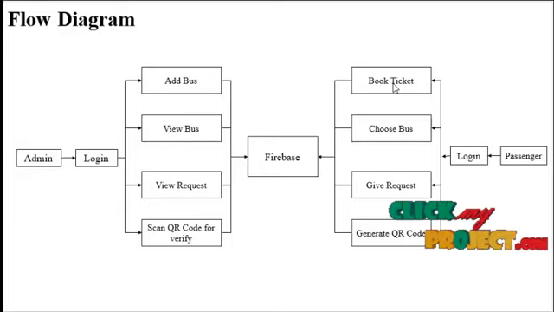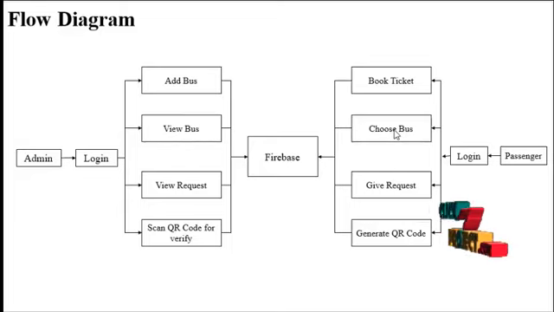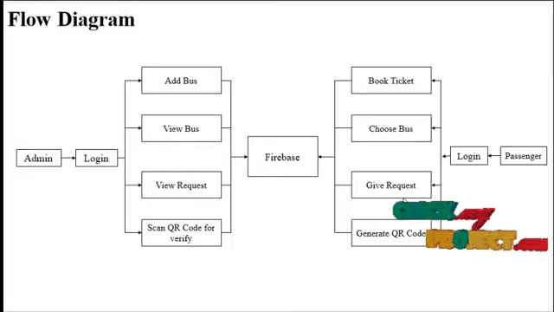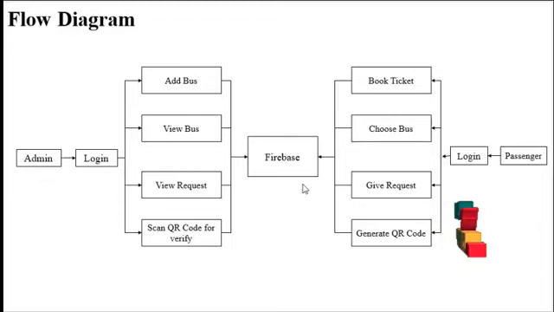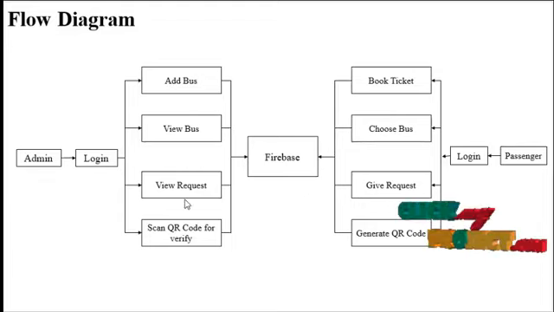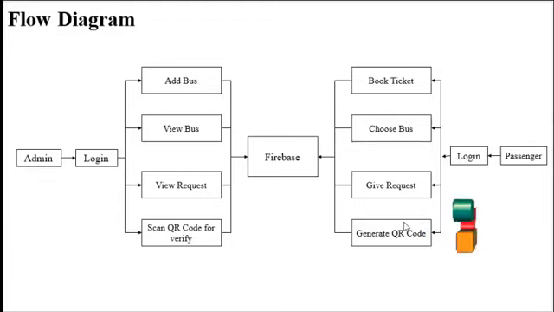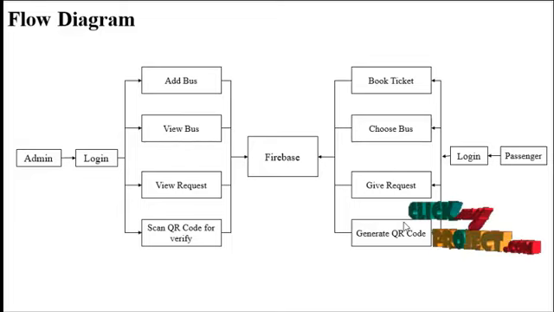There is a list of buses to book the ticket. When you choose the bus, give the request to the bus owner, and the owner accepts the request. The bus owner then generates the QR code. All the data are stored in Firebase.